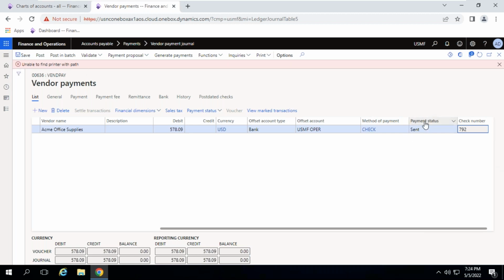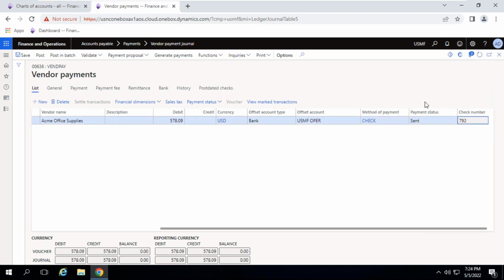Now the status has changed to sent. Earlier it was none, now it is sent. It means the check was generated and sent to the vendor. Okay, it is generated. Now you can post.